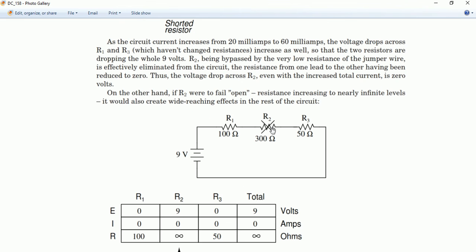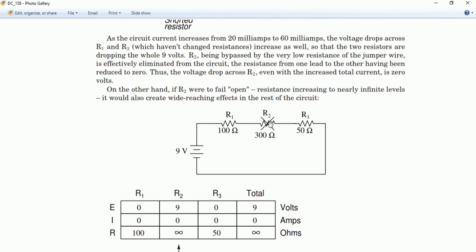Similarly, if the path breaks, suppose that the 300 ohm resistance gets damaged, so it will open the path. In that case, if this resistance gets opened, then the total resistance becomes infinite and the current would become 0 in the circuit.